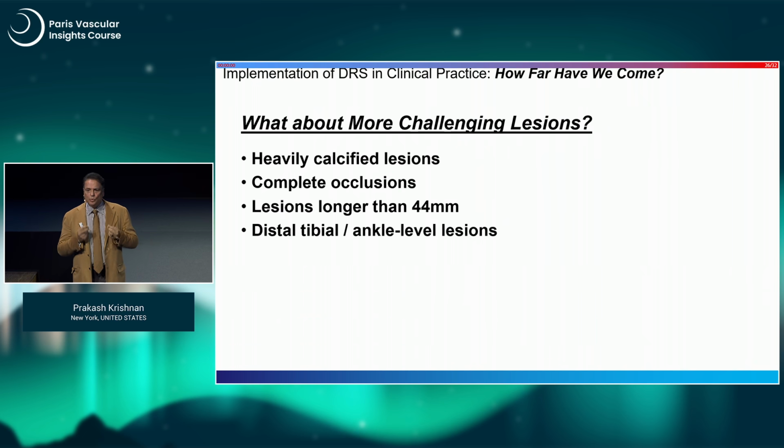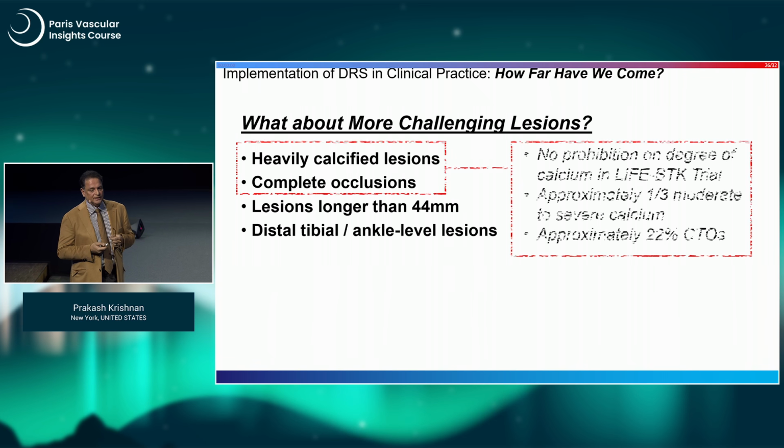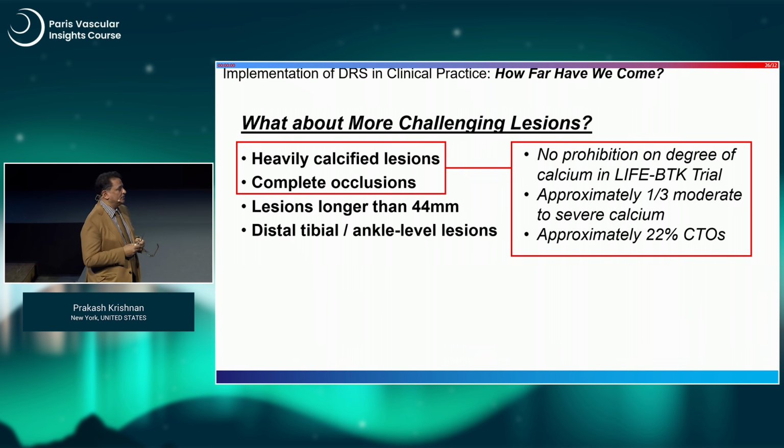So the issue is what about challenging lesions? Like Koen said, what about the lesions that we deal with in the real world? Well, heavily calcified lesions, complete occlusions, lesions longer than 44 millimeters, which was the average lesion length in the Esprit BTK trial, or distal tibial and ankle lesions. Well, according to the authors of the LIFE BTK study, they said, we did not put a prohibition on degree of calcium in the LIFE BTK. Approximately 1/3 were moderate to severe calcium, and we had about 22% CTOs. But I can tell you, as Dr. DeLuz said, that in these inclusion-exclusion criteria, vessel prep was just associated with just balloon angioplasty.